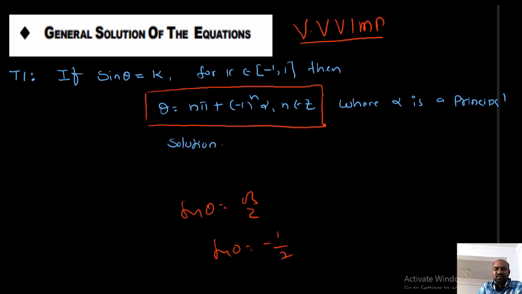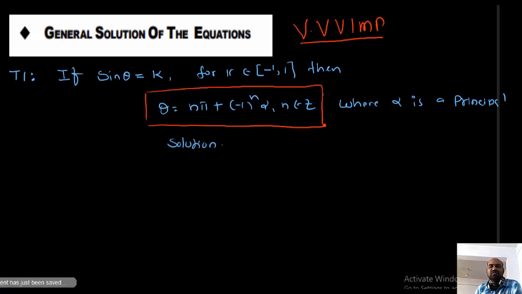Okay. So, we want to find the general solution of the equation of the form sin theta equal to k, for k belongs to minus 1 to 1. The solution is given by some formula. So, I want to derive that formula, students. Listen all of you. Important. Sin theta equal to some k for k belongs to minus 1 to 1.